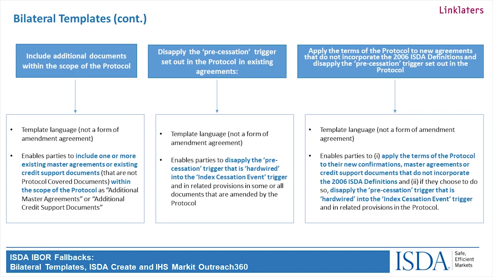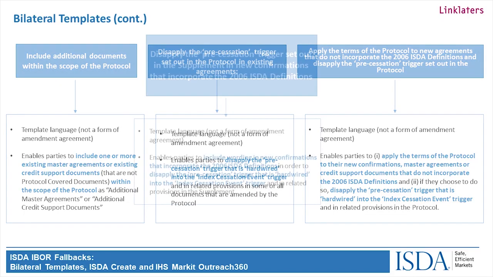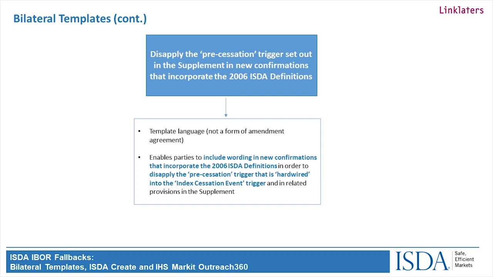of provisions. So then the final set of provisions to talk about is a set of provisions that can be used for new confirmations. And so by new confirmations, I mean confirmations that incorporate the 2006 definitions once the supplement, the fallback supplement, has been published. Because when the supplement is published, then the new trades will effectively incorporate the pre-cessation trigger as well as the permanent cessation trigger.